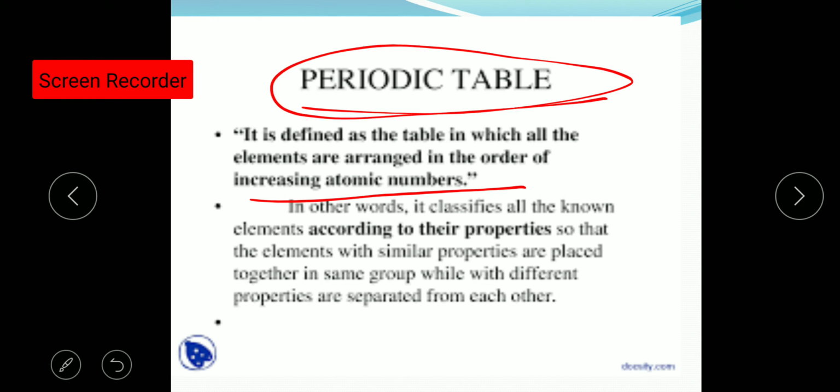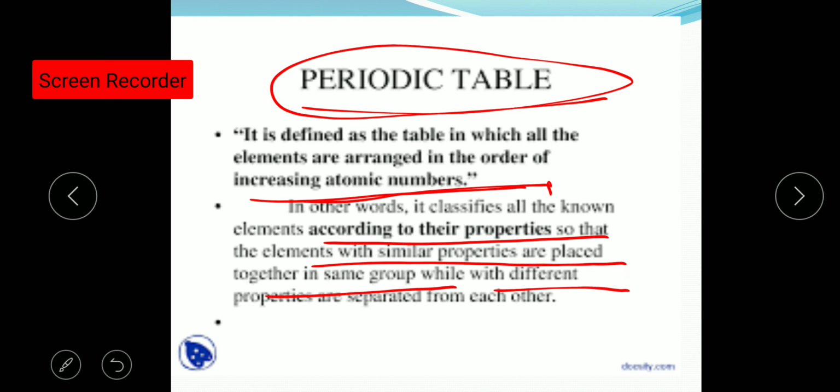In the modern periodic table, described by Moseley, he arranged the elements in increasing order of their atomic number. In other words, it classifies all the elements according to their properties, so that elements with similar properties are placed together in the same group, while elements with different properties are separated from each other.